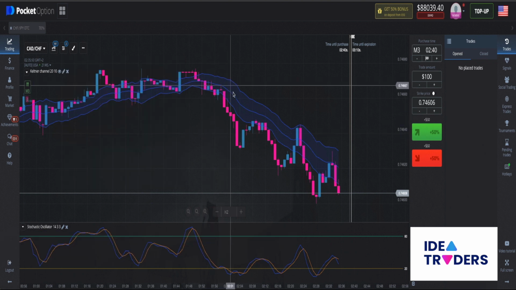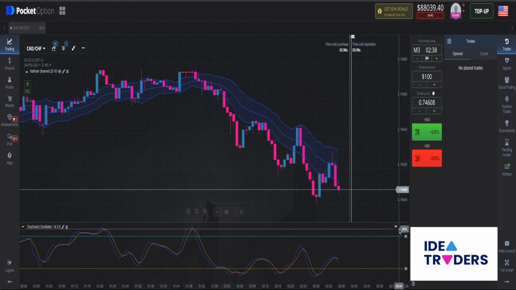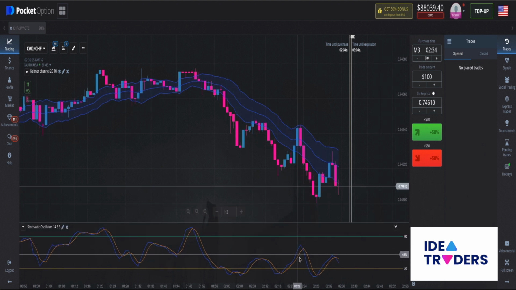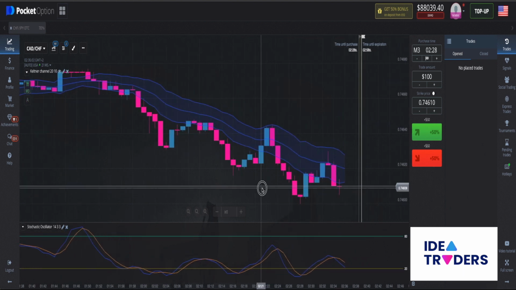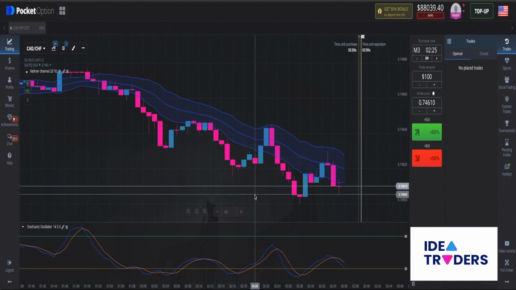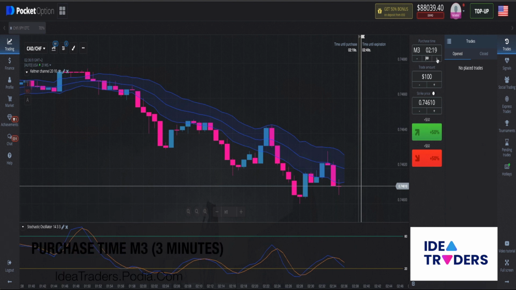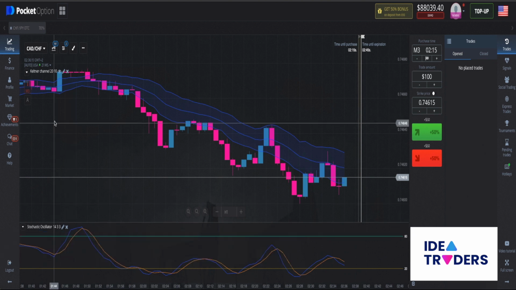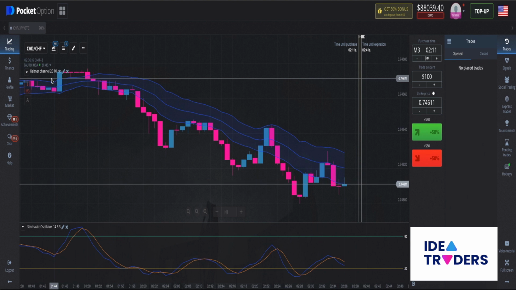Now your screen should look just like mine, though yours might be shrunk down a little bit more. If you hit this arrow, the stochastic oscillator expands, and you have a little more visibility. You can zoom in here as well if you like. We're going to make sure the purchase time is set to M3. Leave it alone. Stochastic by default will be 14, 3, 3. The Keltner channel should be at 20, 10 by default. No need to do anything else on Pocket Option.